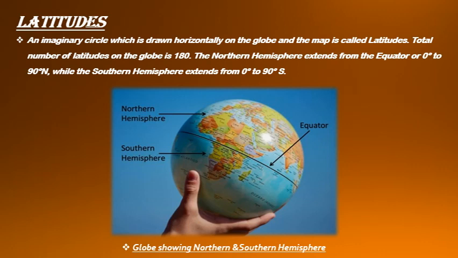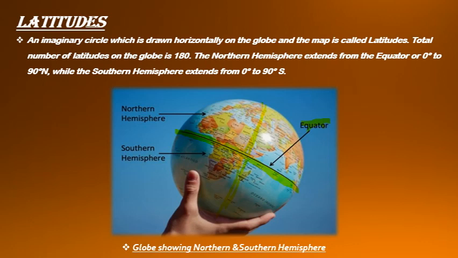So, this line is called horizontal, and this line is called vertical. Whatever line goes like this is called horizontal, and the line which goes straight is called vertical.